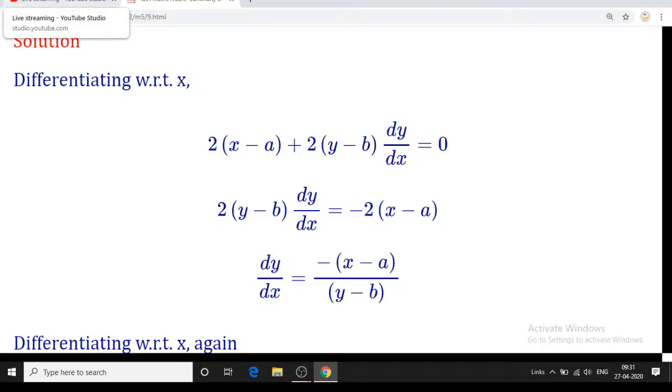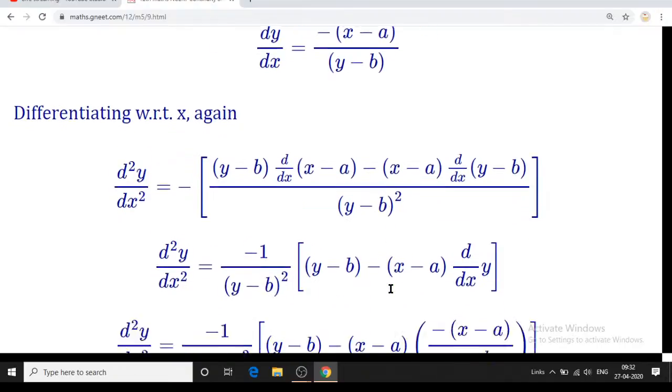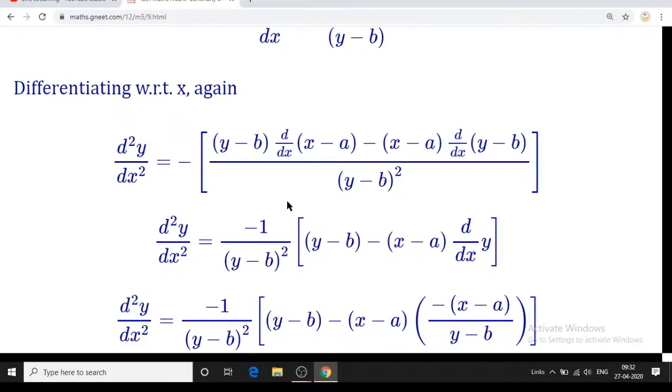Now we require the value of d2y by dx square. For that we will differentiate again. Now when we differentiate, I will keep this minus sign outside, and this is u upon v. So it is v derivative of u minus u derivative of v upon v square. Now what I have done, this is y minus b the whole square. I have just written it outside the bracket, and the bracket remains y minus b. When I take the derivative of this bracket with respect to x, it becomes 1.